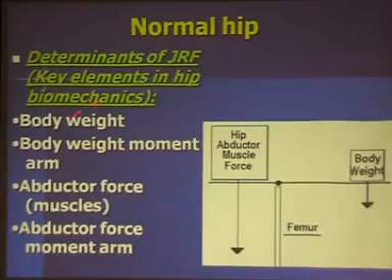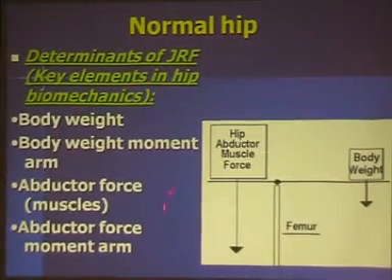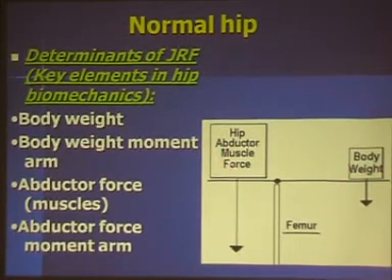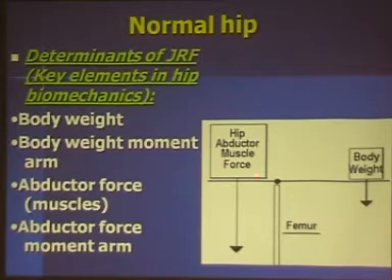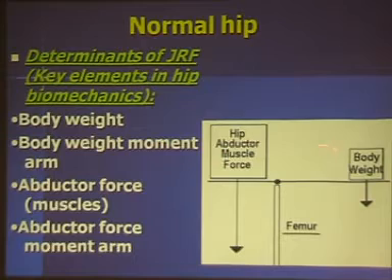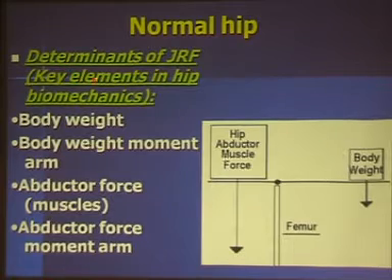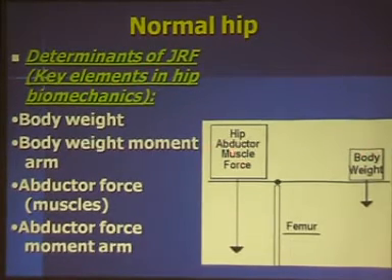Very important to appreciate again, just to simplify, the forces working around the hip are mainly the body weight and its moment arm, and the abductor muscles and their moment arm. I hope this is quite clear. These forces are working against the joint reaction force. So the question now: what are the determinants of the joint reaction force? Simply body weight, abductor muscle force, moment arm here and moment arm there.